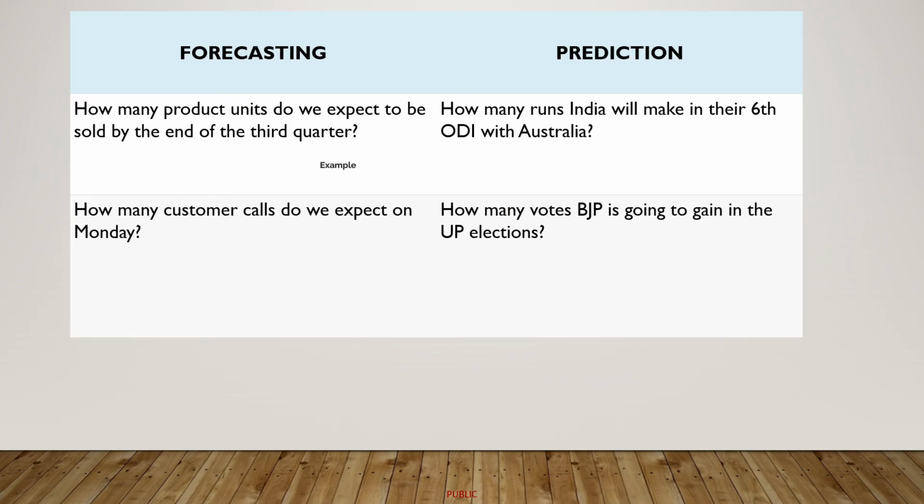So this is a very good example for you people to understand. Forecasting: how many product units do we expect to be sold by the end of the third quarter? And how many customer calls do we expect on Monday? So this is your example of forecasting. And prediction is like how many runs India will make in their sixth ODI with Australia, or how many votes BJP is going to get in the UP elections. So this is a prediction. In forecasting, both the examples are related to the past data, but the prediction is just like a random guess.